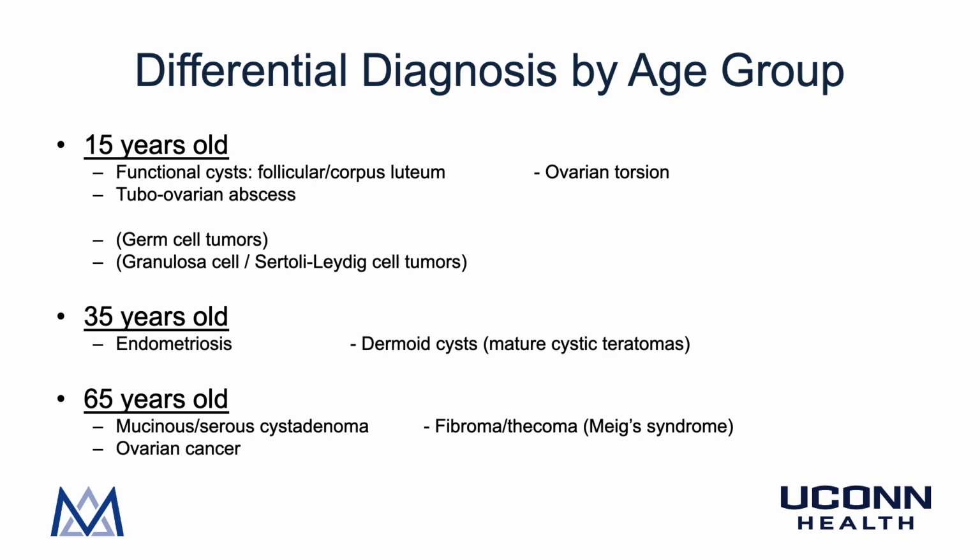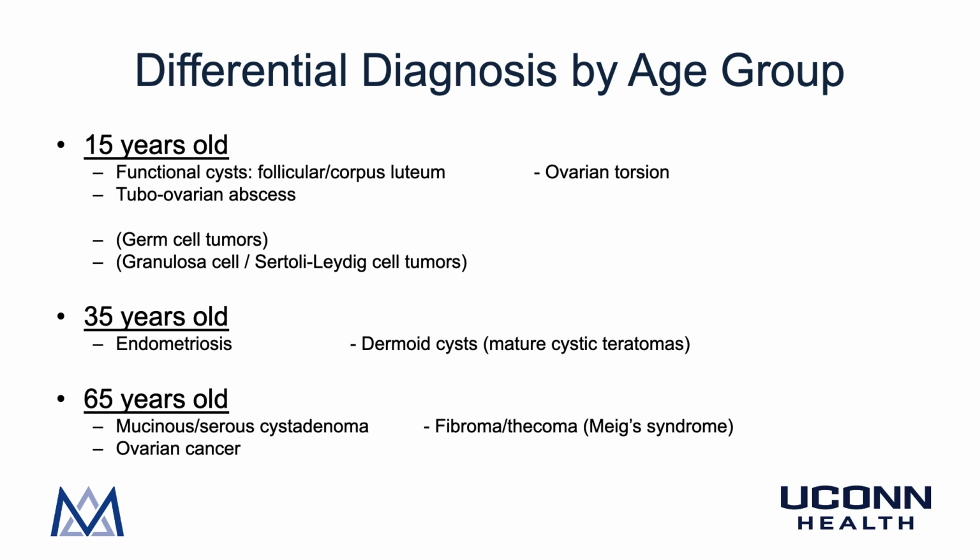I point out Meigs syndrome here because this is always on your exam, and everybody loves to ask medical students about this. Just remember that Meigs syndrome is a patient who presents with a fibroma in the ovary, ascites, and pleural effusions. Interestingly, the ascites and pleural effusions resolve with removal of the fibroma. They're not exactly sure why this happens. Lastly, in this age group, we need to be thinking about epithelial ovarian cancer.